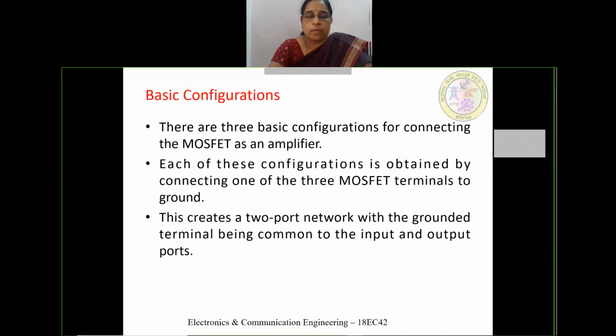Now there are three basic configurations in case of MOSFET amplifiers. In all these three basic configurations, any one terminal is made as a common terminal. Say for example, we know that the MOSFET has gate, drain and source terminal. So either gate or drain or source terminal is made as a common terminal between input terminal and the output terminal. So therefore we have three such configurations. Because of these configurations, we get a circuit pattern like a two-port network.